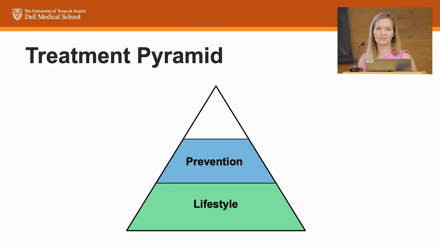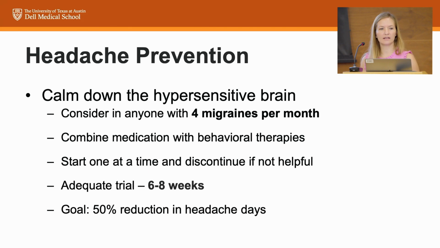So once we talk about lifestyle and all of those things and trying to optimize the holistic patient, I then move to prevention. The whole goal around headache prevention is really to try and calm down that hypersensitive nervous system. And really, we should be providing preventive strategies to anyone who's having more than 4 migraines per month. We know that there's a dose response, so once you get past that 4 a month, you tend to have a higher likelihood of converting into chronic migraine.